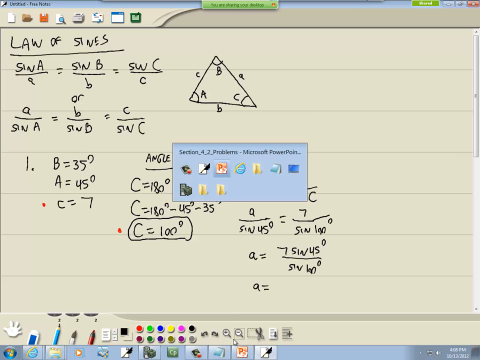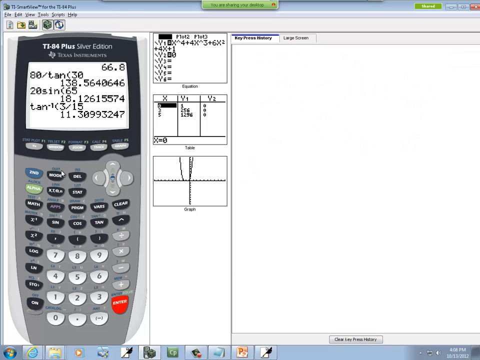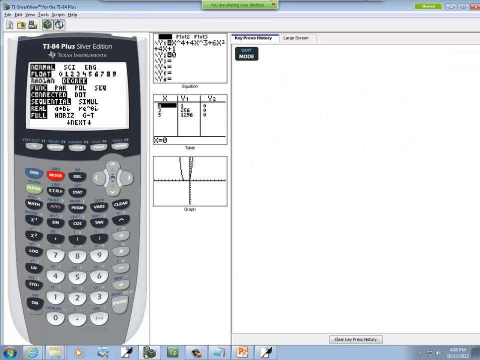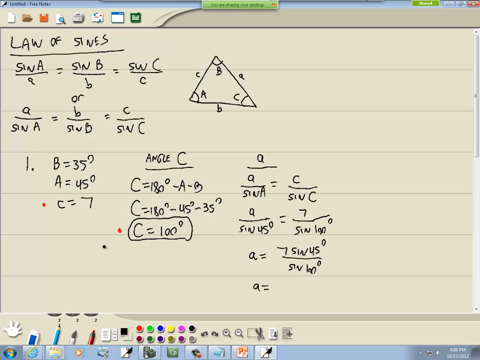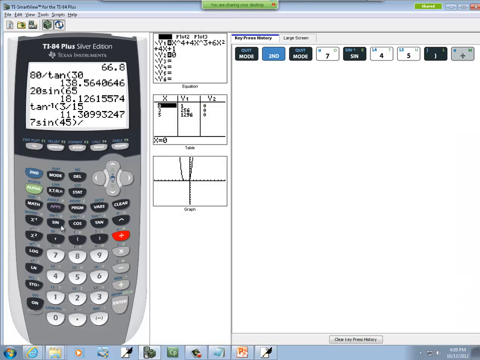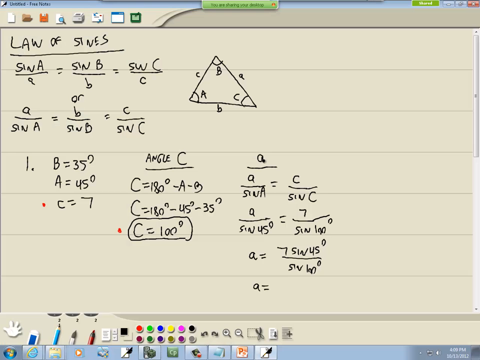So A is going to equal, make sure your calculator's in degrees. You press mode, and then you down arrow, and make sure degrees is chosen. If it isn't, then you down arrow, put your right arrow, put your cursor on it, and press enter one time. And then do second mode, exit out. Okay, so we got 7 sine of 45 degrees, closing parentheses, divided by sine of 100 degrees. Now I'll take it to 2 decimal places, 5.03.